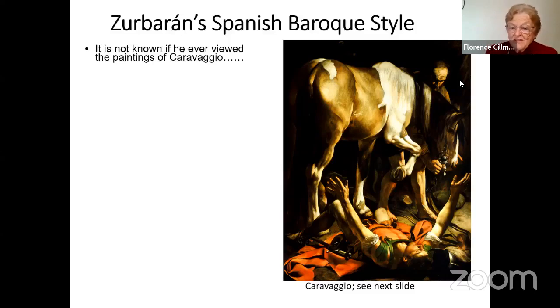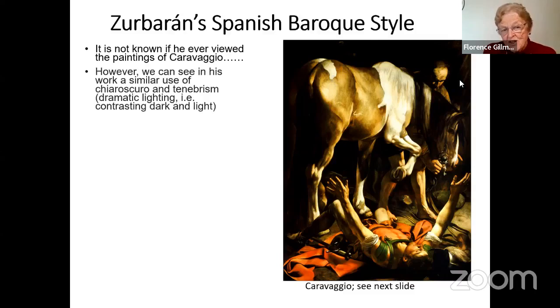Probably Zurbaran had seen this, and this must have challenged him in a great way to be as skillful at the art of chiaroscuro as Caravaggio was. While we aren't sure if he ever met Caravaggio, because of his similar use of light and darkness, he's been called a Caravaggisti.